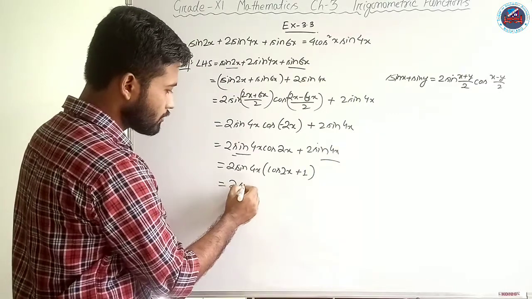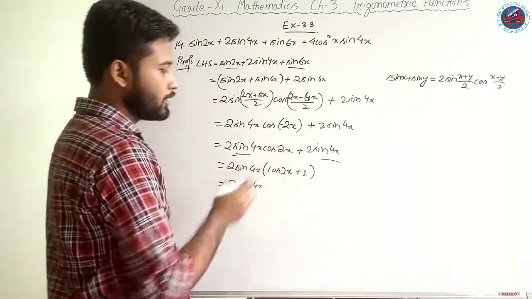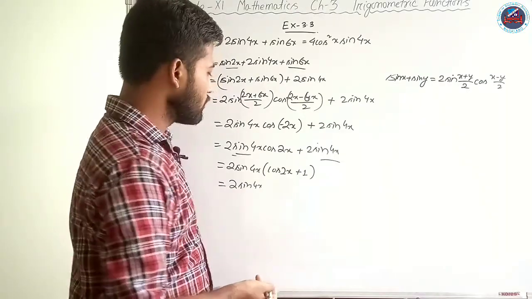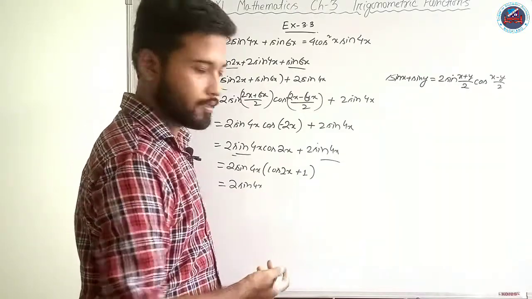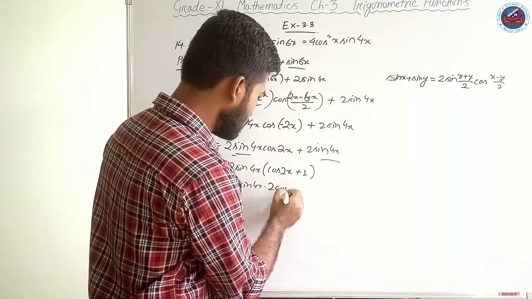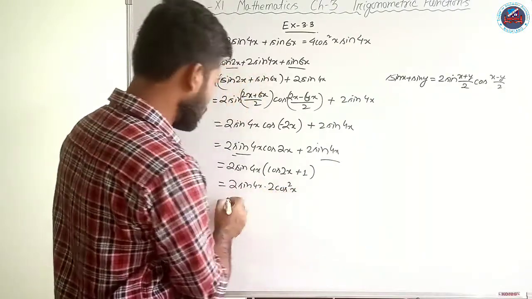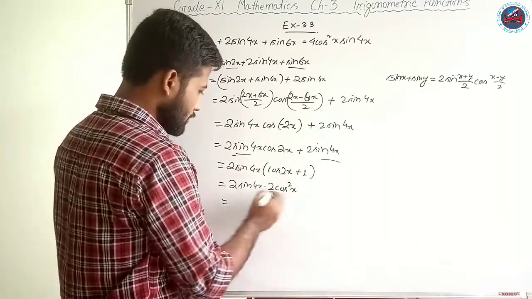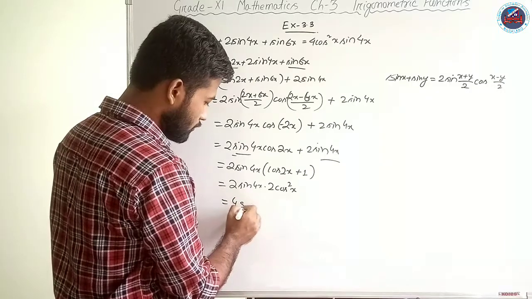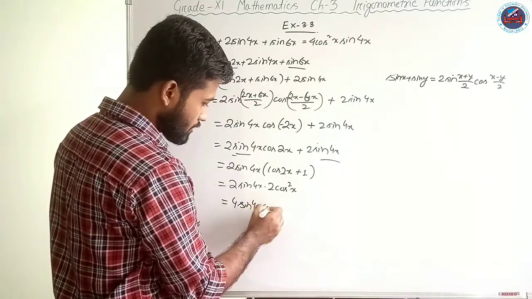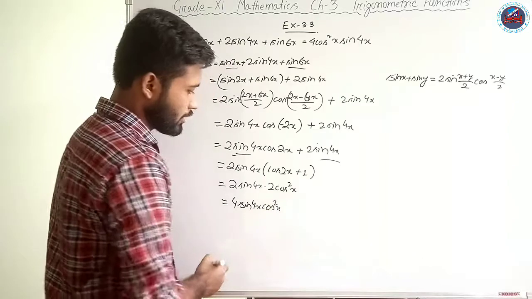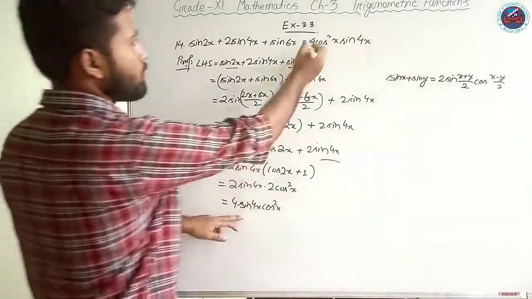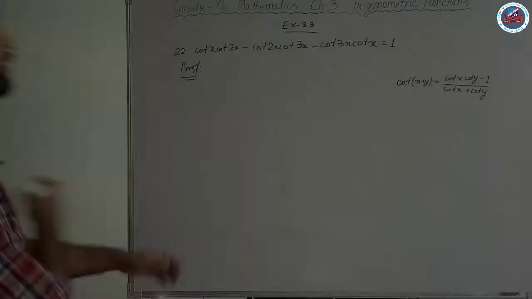Now what is that equal to? 2 sine of 4x, and we have the formula that cos 2x plus 1 is equal to 2 cos square x. Okay, so it will be 2 cos square x, or we have the formula cos 2x is equal to 2 cos square x minus 1 actually. So multiply 2 and 2, you will get 4 sine 4x cos square x. So this is what we need to find.